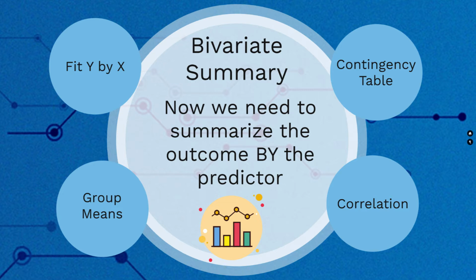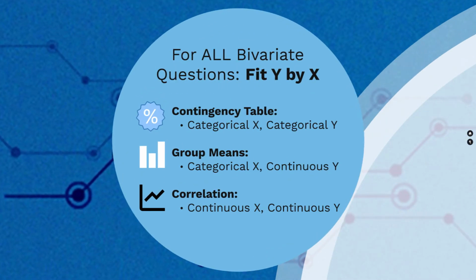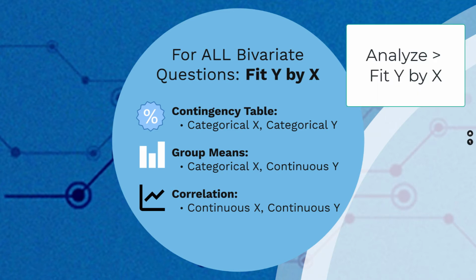Since we know that our outcome is our y variable and our predictor is our x variable, the generic way to say this would be fit y by x. So we are going to use JMP, and we're going to use the JMP platform called fit y by x. This is also under the Analyze menu.